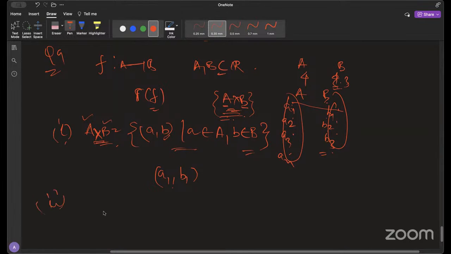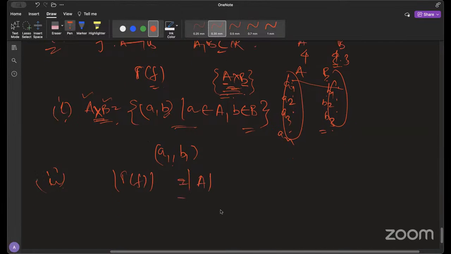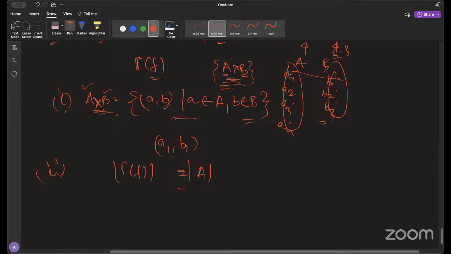Okay. The second one is: the graph of f has the same cardinality as A. So if you look at the graph of f, the cardinality of this and the cardinality of this. And that's actually true because, let's just see here, the cardinality of A is 4, right? With 4 elements here. And the graph is also going to have 4 elements.